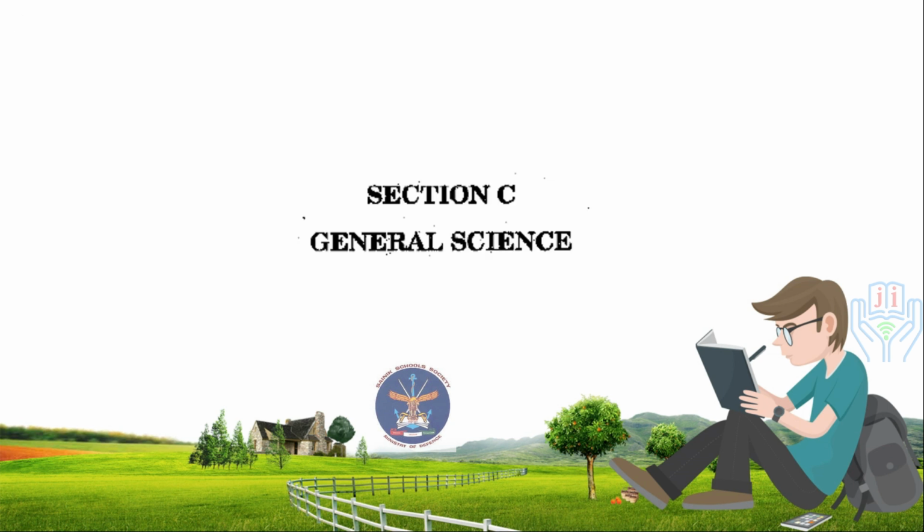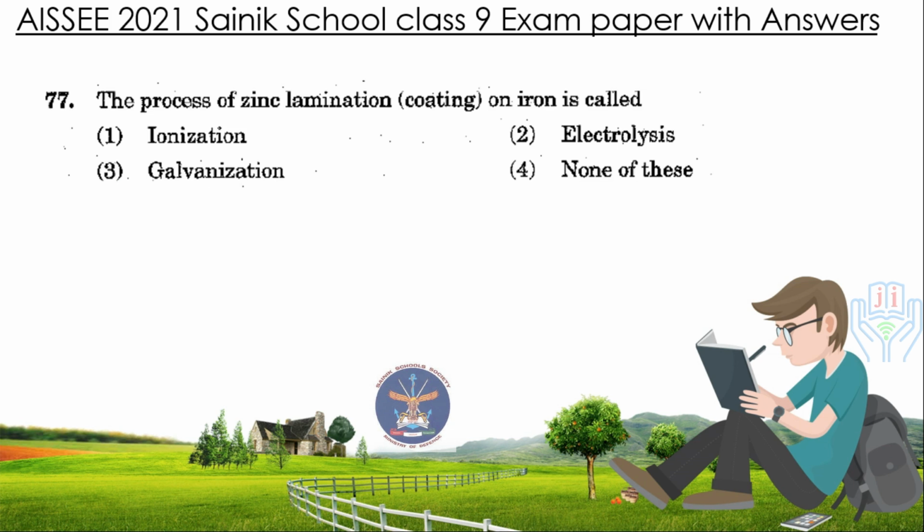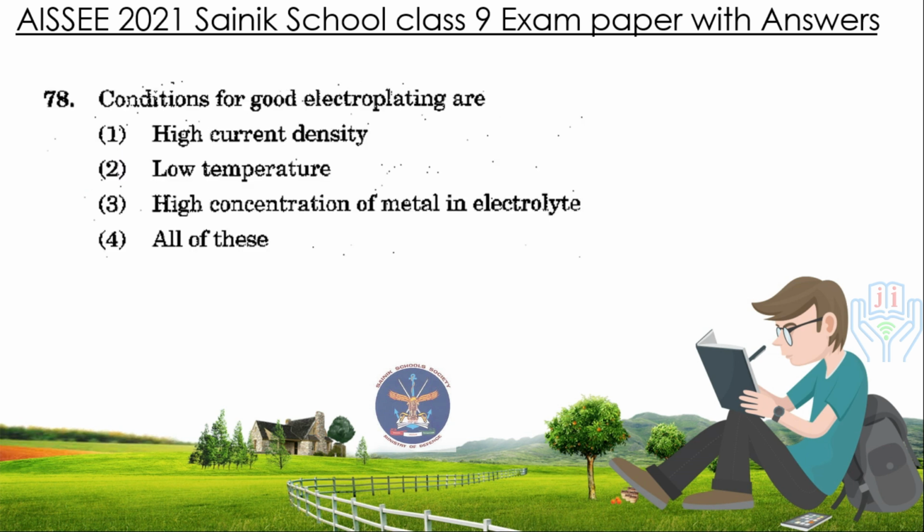Section C. General Science. Water harvesting means. Answer. Collection of rainwater in storage tanks. The process of zinc coating on iron is called galvanization. Conditions for good electroplating are all of these: high current density, low temperature, high concentration of metal in electrolyte.